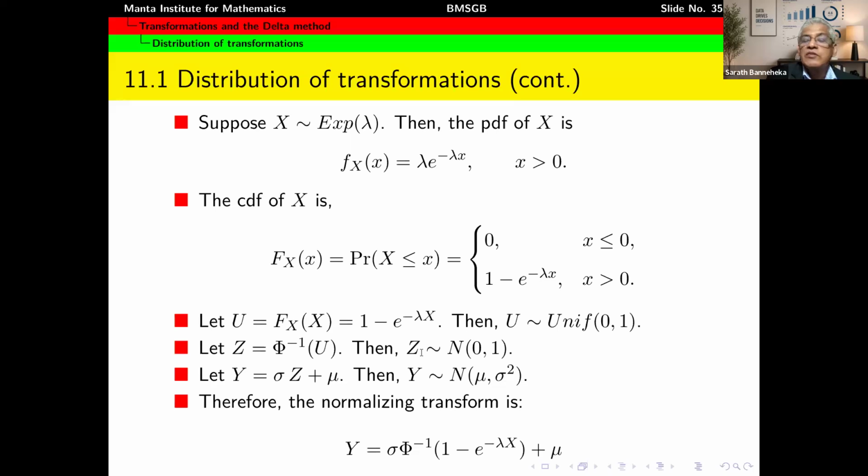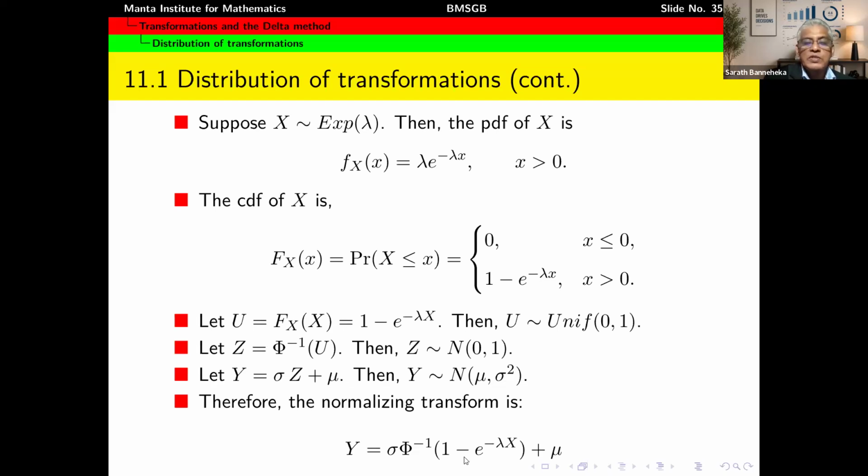So then theoretically again, as we explained earlier, Z will have a normal distribution with mean 0 and variance 1. Then if we specify the mean and standard deviation sigma we want at the end, we can convert these Z values into Y by this transformation. Then Y will be normally distributed with mean mu and variance sigma squared. So if I write down the whole transformation by combining these three, Y will be sigma times Z, where Z is this phi inverse of U, and then plus mu, right?